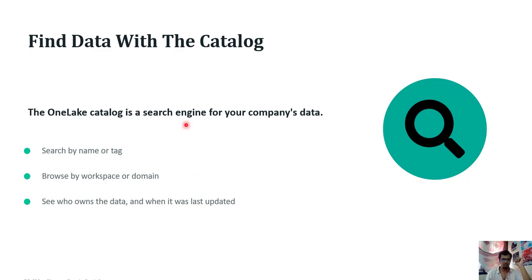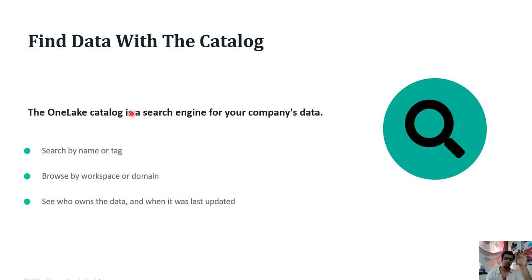Just now we have seen that OneLake holds all kinds of data. But how can we find the right piece of data? That's where the OneLake catalog comes in. It acts like a search engine, but exclusively for one's own company. We can search data by name, by team, by workspace, and so on.